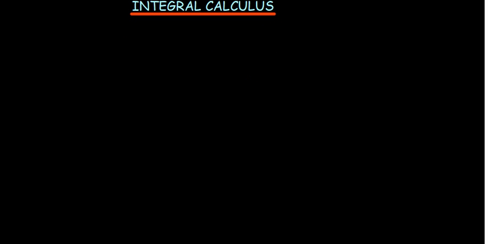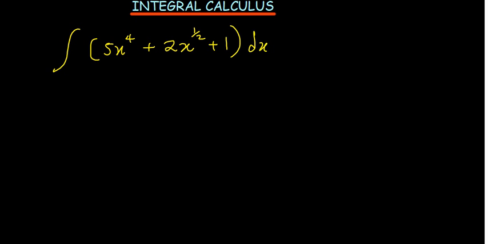And so let's start. If we want to find the integral of 5x to the power 4 plus, let's say, 2x to the power 1 over 2 plus 1 with respect to x, how are we able to do this one? Well, this is simply going to be equal to 5x. We are going to add a 1 to this power, that will give us power 5, and then we also divide by the same power 5.